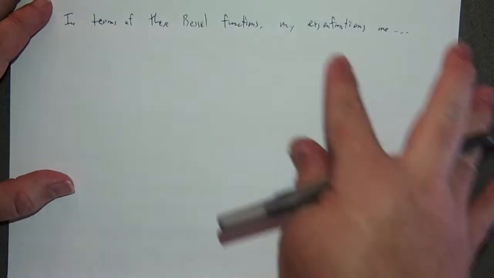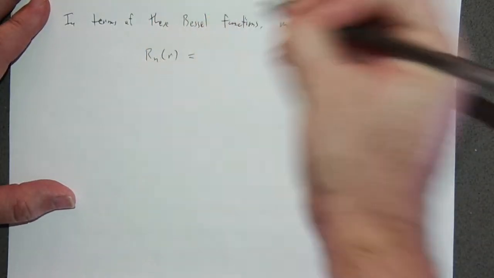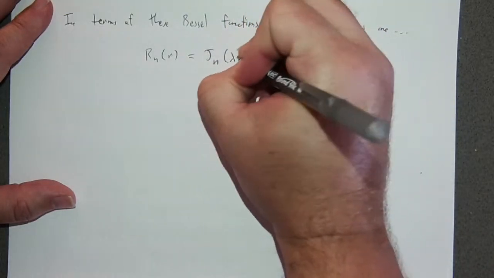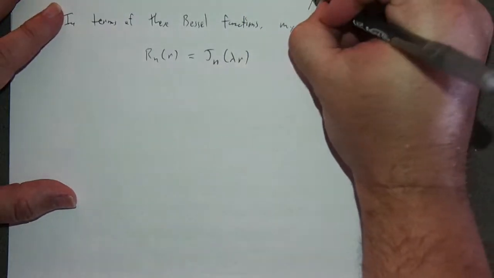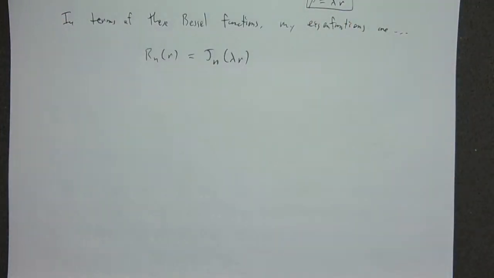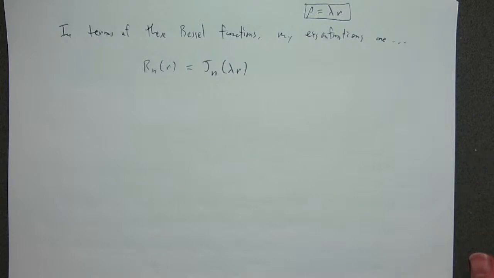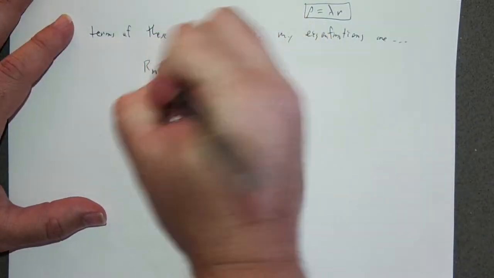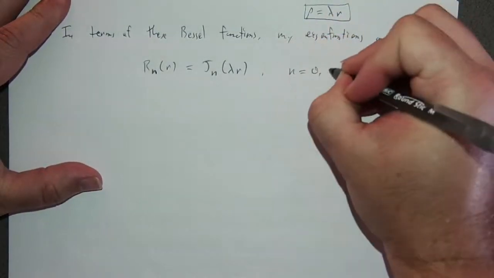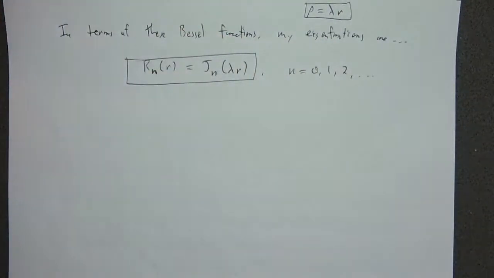So in terms of these Bessel functions, my eigenfunctions are R sub n of R is J sub n of lambda R. Recall that rho is lambda R. And so the reason for doing this change of variables in the first place is so that I have this relationship between my eigenfunctions and these Bessel functions. So here it is, and that's true for n equals 0, 1, 2, and so on.